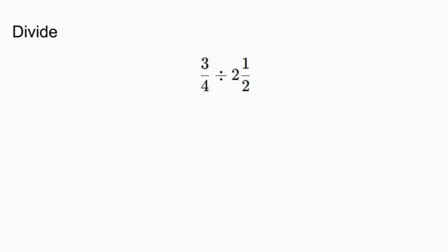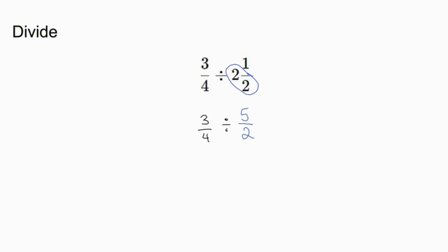Multiply the whole number of 2 that lives out in front by the denominator of 2. 2 times 2 is 4. Take that 4 and add it to the numerator. 4 plus 1 is 5, and that becomes your new numerator, and your old denominator of 2 stays the same. Now, you're not going to change 3 over 4. Drop down the divided by symbol.